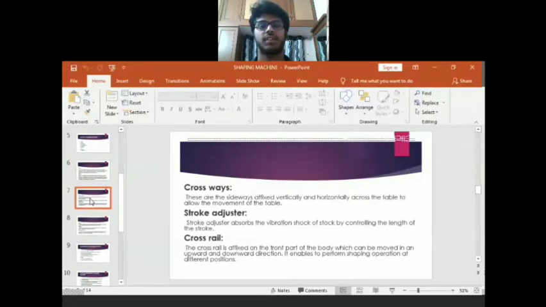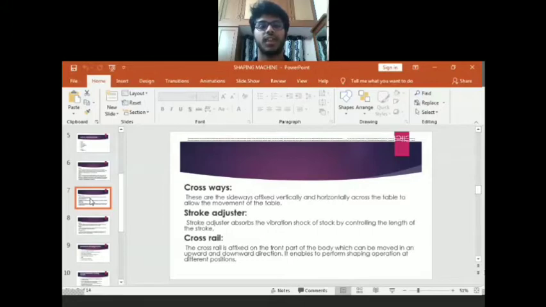Crossways. These are the sideways affixed vertically and horizontally across the table to allow the movement of the table. By moving the table, we also move the workpiece, which enables us to machine the workpiece in the required and desired part. Stroke adjuster. The stroke adjuster is used to control the length of the stroke, thereby controlling the vibrations of the cutting motion.